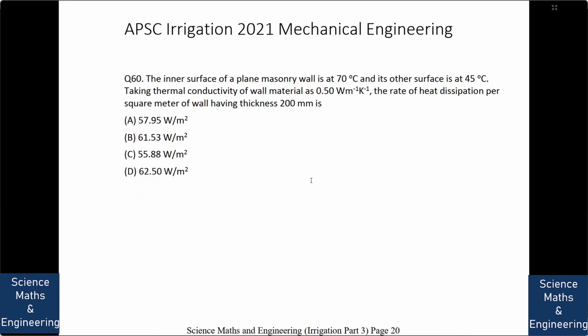The inner surface of a plain masonry wall is at 70 degrees centigrade and its other surface is at 45 degrees centigrade. Taking thermal conductivity of wall material as 0.5 watt per meter per Kelvin, the rate of heat dissipation per square meter of wall having thickness 200 millimeter is, so we need to calculate the rate of heat dissipation per square meter. So you can pause and calculate the answer.